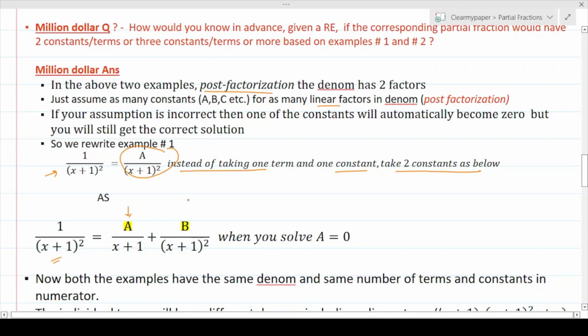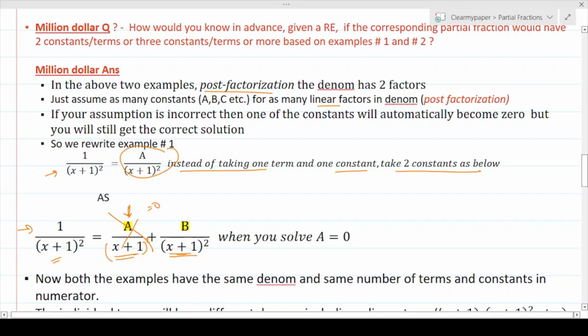And how do we put the 2 constants? 1 constant, 1 term will have the same x plus 1 the whole square, the exact denominator, because the denominator will not change. And the other term is this term, which is just a linear factor, with degree 1 overall. This is just linear, but it's a part of the repeated term, but we are not going to put the degree. And when we assume this and solve this, eventually this term will become 0, and all you would have left will be 1 term.